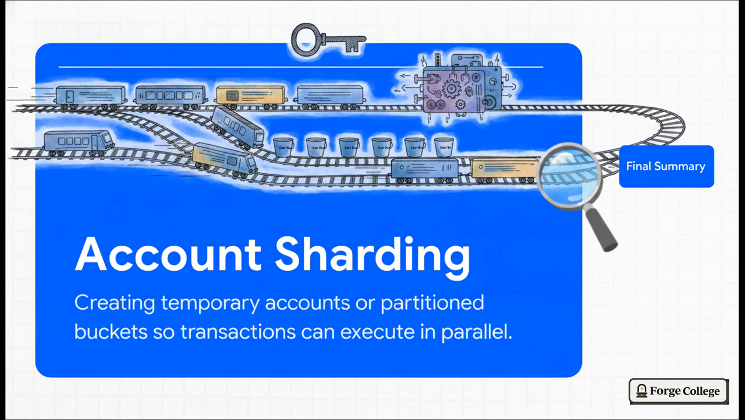The first one is account sharding. So instead of everyone writing to one massive account, each bid goes to its own temporary track. This is basically a partitioned bucket keyed by the bidder's address or maybe a specific time slice. Because these are entirely separate tracks, thousands of bids can execute in parallel without waiting on each other for even a fraction of a microsecond.